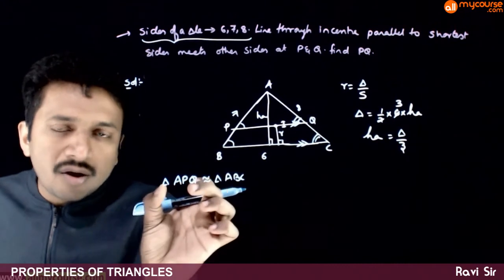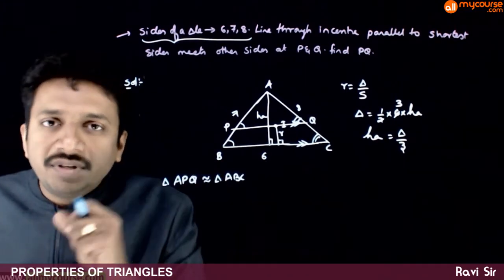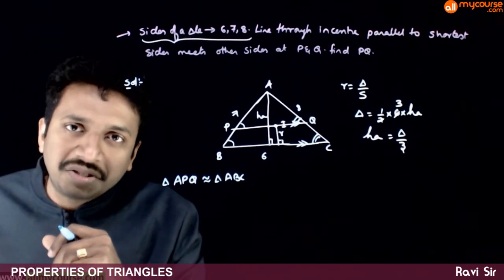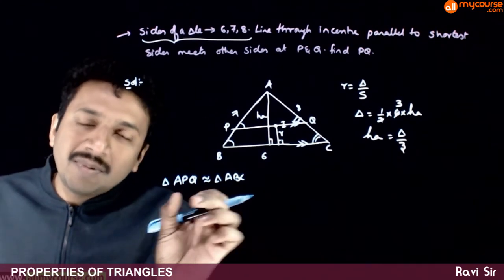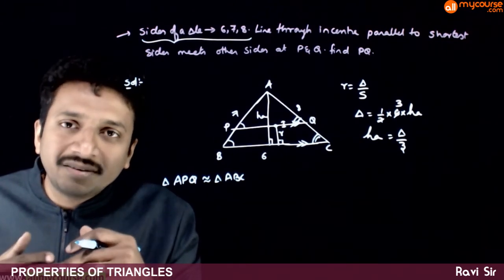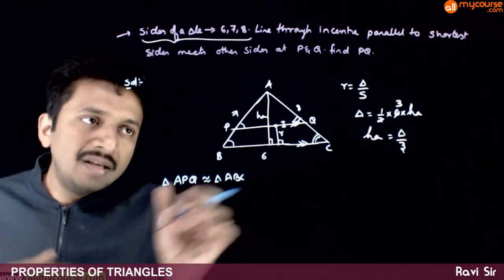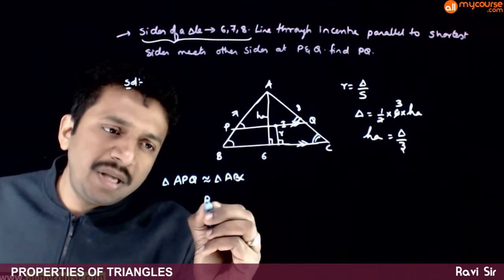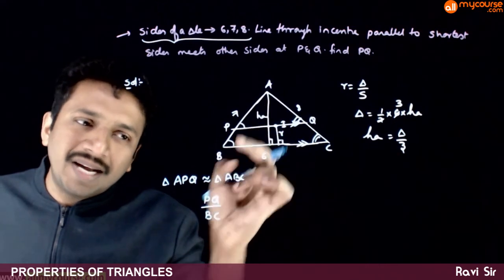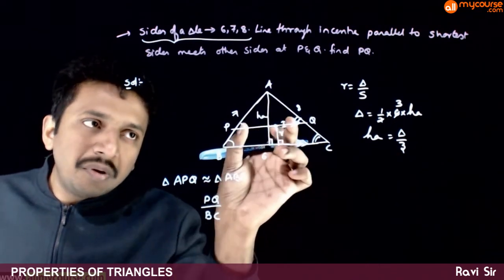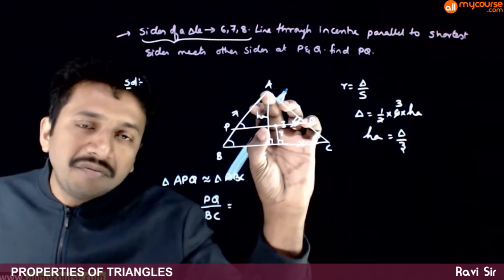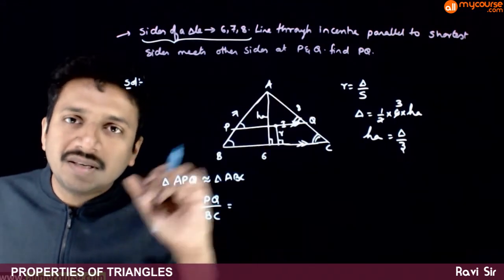All the angles of this triangle are the same as the angles of this triangle. Hence these two triangles are similar to each other. Once they are similar, the ratio of their sides is the same as the ratio of their heights. So the ratio of their sides, PQ by BC, I'm not writing all the sides, I don't require all the sides. So PQ by BC is the same as the height of this small triangle by the height of this big triangle.